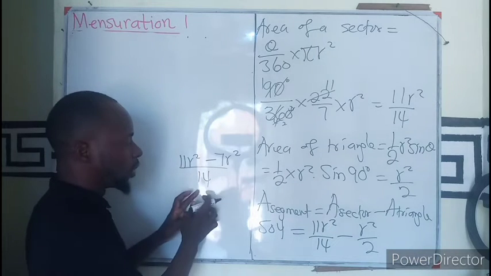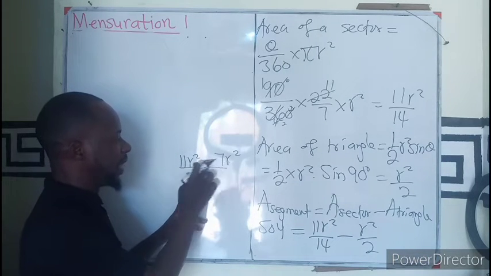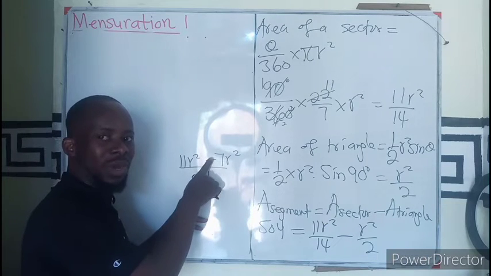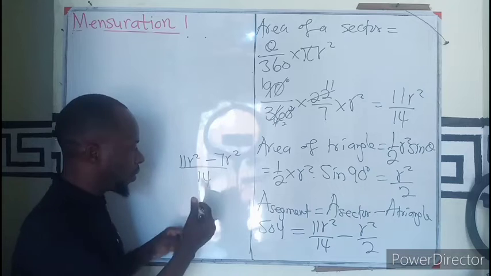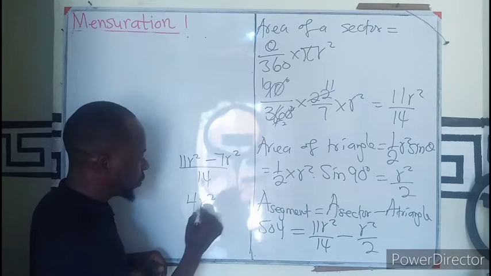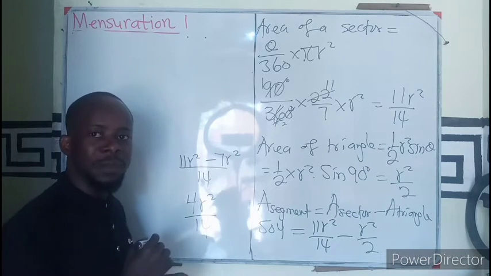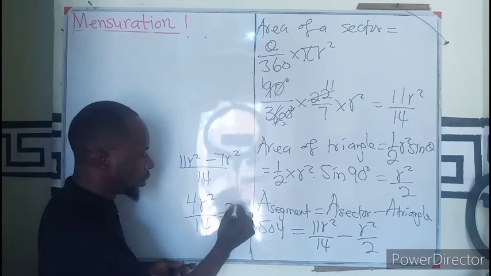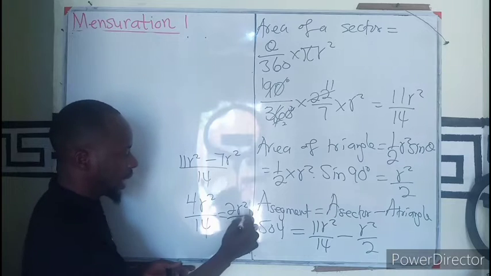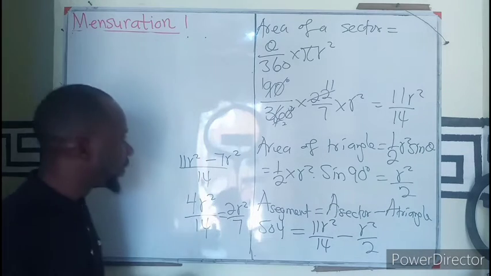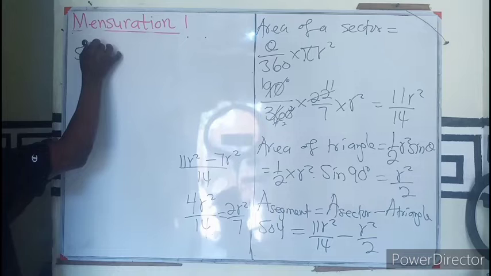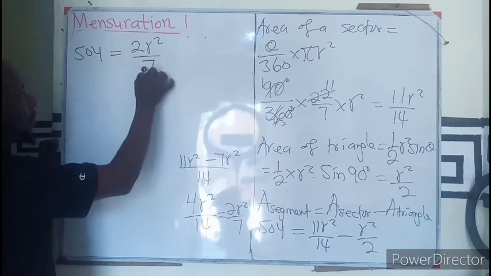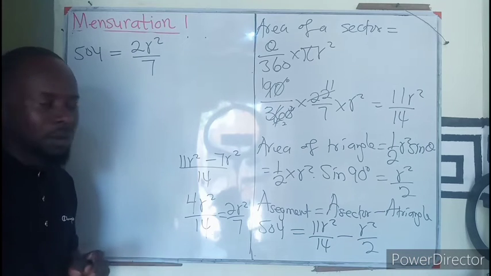In manipulation of this, we are going to have the same variable with the same power. So it will be 11 minus 7, I believe that will be 4. So we have 4r squared over 14. Further simplification will give us 2 here, 2r squared, 2 here, 7. So this whole thing is going to be 504 equals 2r squared over 7. What do we do next?